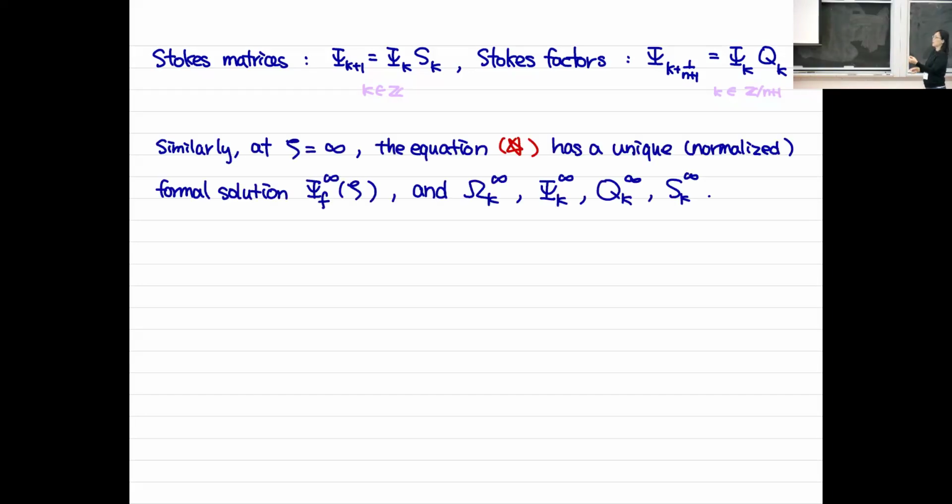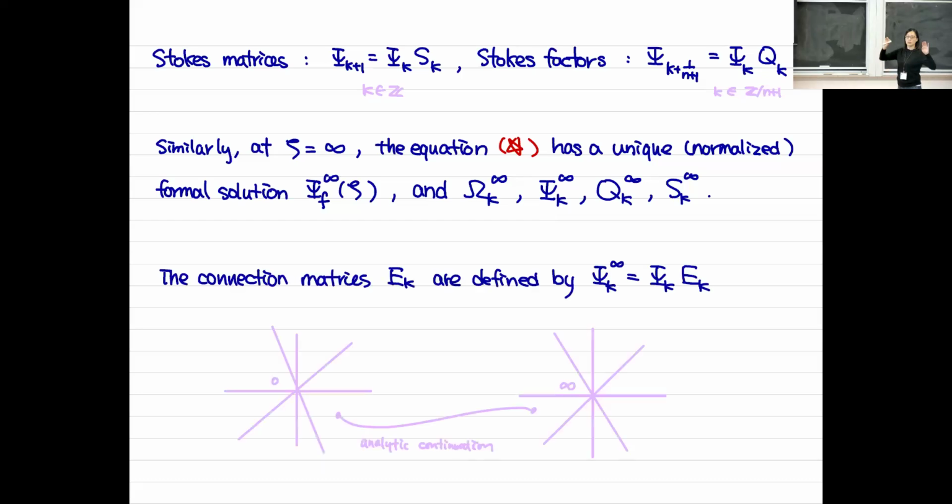So similarly, at infinity, you can do the same thing. You will have singular directions, and you have the Stokes data. So you have all these Stokes sectors, holomorphic solutions, Stokes vectors, and Stokes matrices.